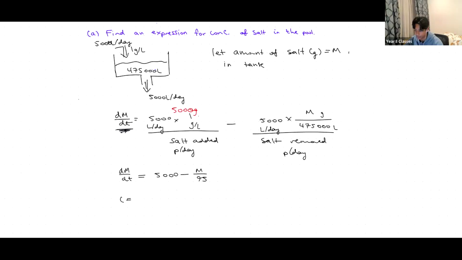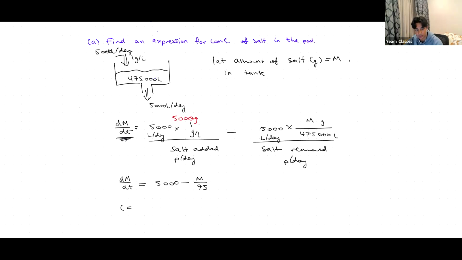What was this term here? The concentration. So what am I going to say C is? M on 475,000. Exactly. Okay, agreed. Is that it? Not quite. So from here, we're going to get, hold on.